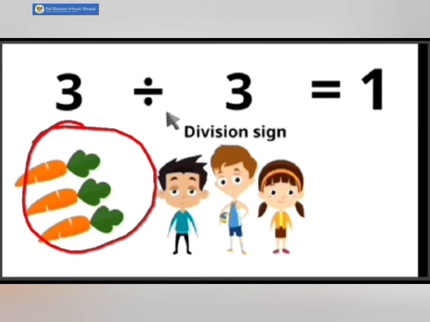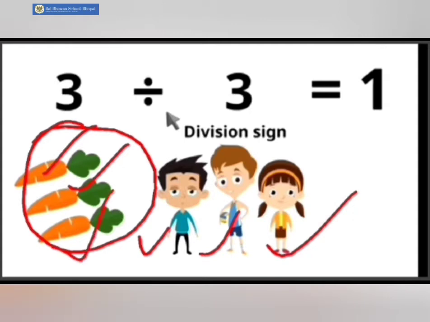One carrot should be given to the first child, then one to the second, and the last one to the girl here. As you can see, no more carrots are left. That means we have successfully and accurately divided and distributed the carrots to all.